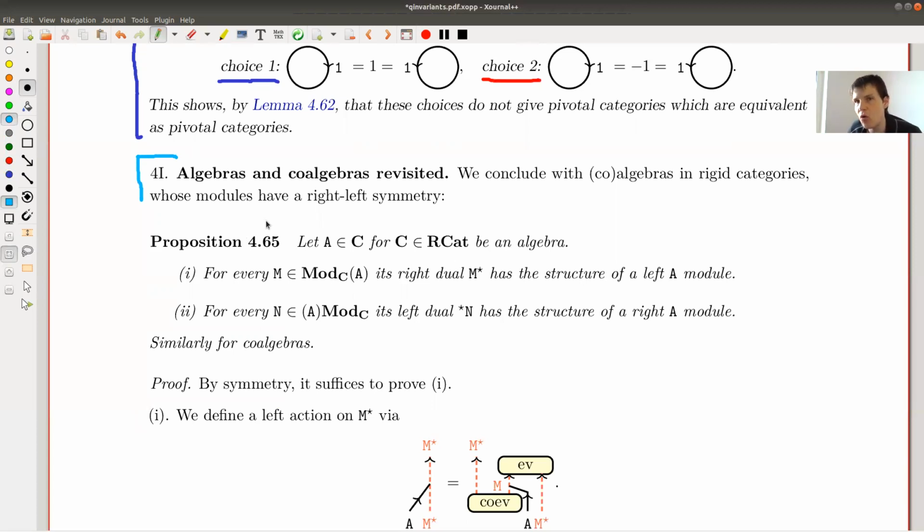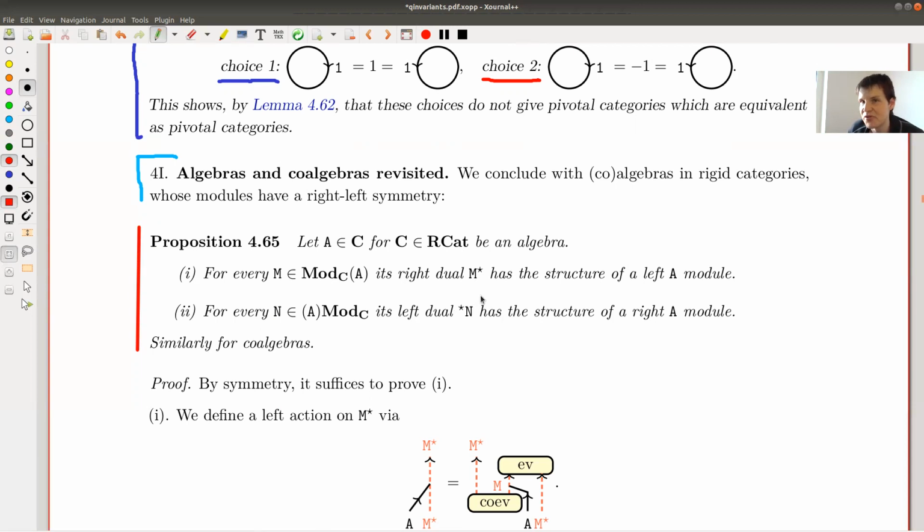In a braided setup, which is next time, this will be extremely amazing. For now, we just have the following statement about algebra objects. Remember algebra objects from last time. And of course, you have co-algebras. If you have a module, then the right dual has a structure of a left module. So if you have a right module, then the right dual has a structure of a left module.